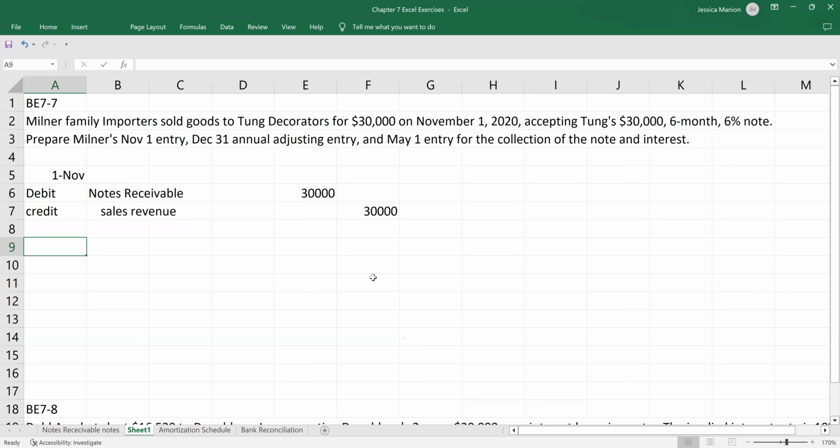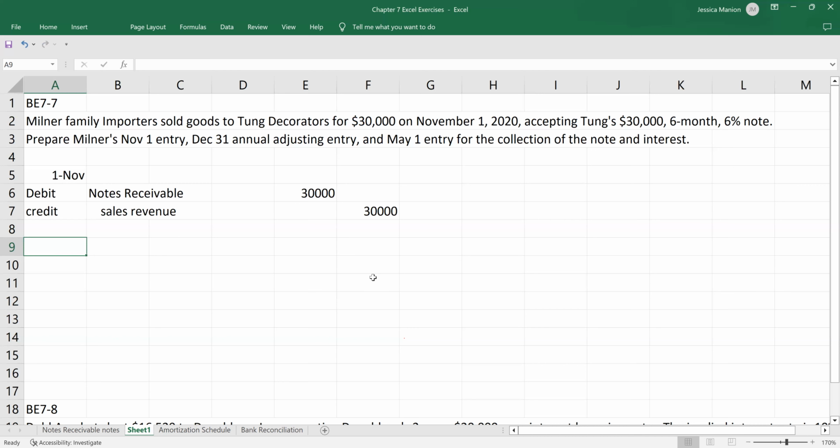All right. But now we get to the end of the year, we get to December 31st, and we have to recognize, even though we haven't collected on the note and the interest for the note, that we have earned some of the interest. They've owed us the money for November and December, so now for 2 months. We have earned some of that interest revenue, even though we haven't received it yet.